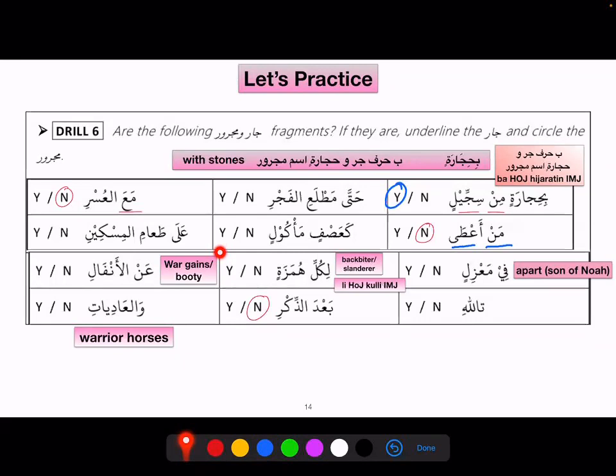Very good. Okay, what kind of word is adiyati? What do we know about this word? It's a plural feminine. Very good. Okay, so Allah subhanahu wa ta'ala is taking an oath over here on the warrior horses, the horses that participate in the war. Wal adiyati is jar in status.